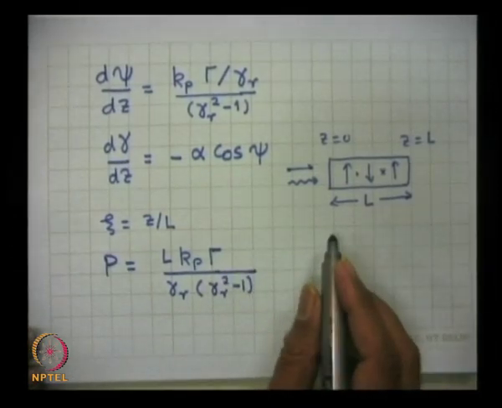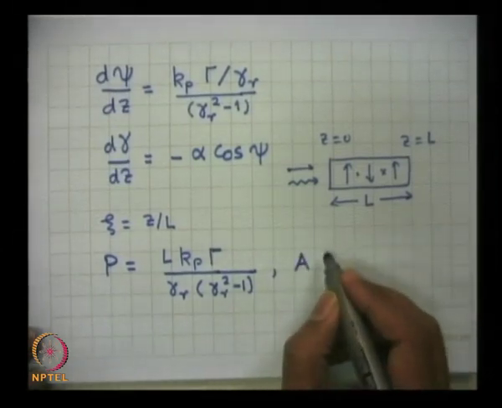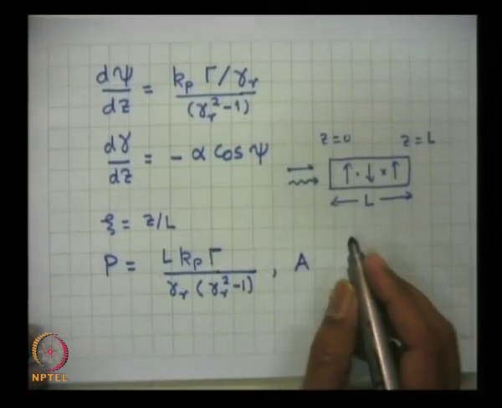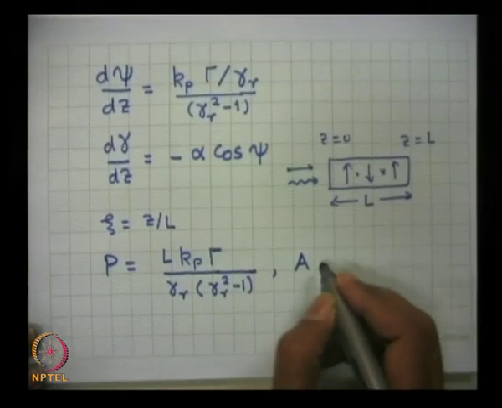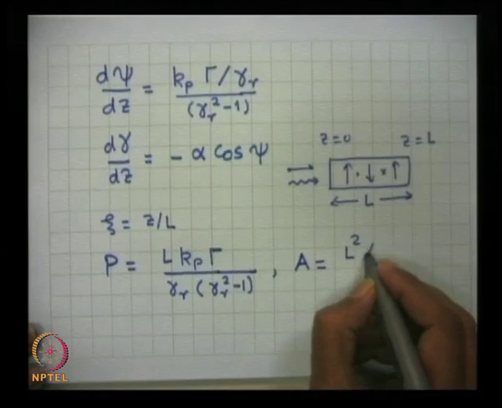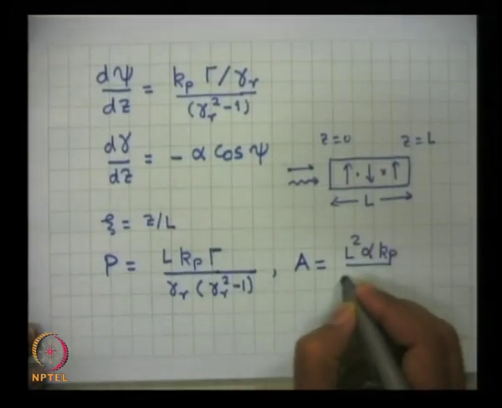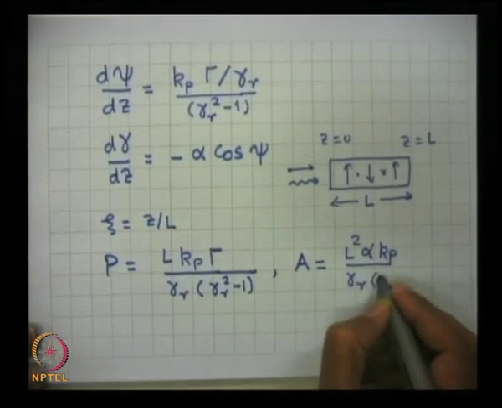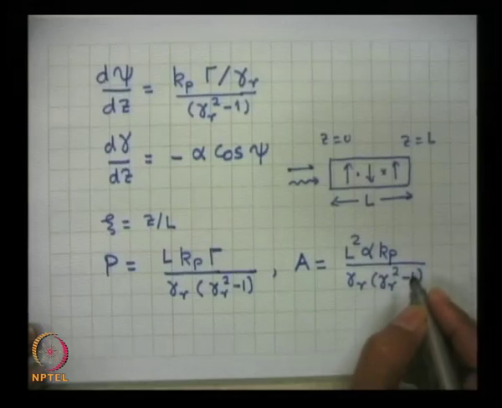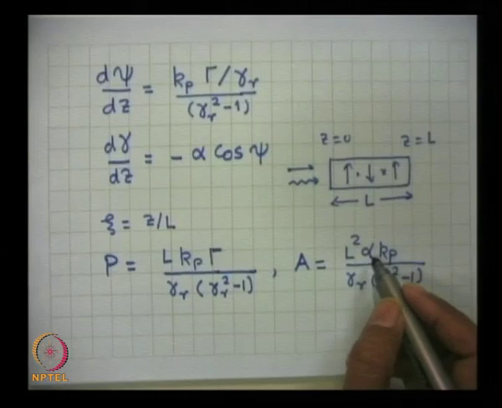And let me also define a normalized amplitude of the ponderomotive force, or the energy term, the driver term rather. It turns out to be, this is equal to L square alpha Kp divided by gamma r into gamma r square minus 1. So, alpha contains the amplitudes of the wiggler and the laser.